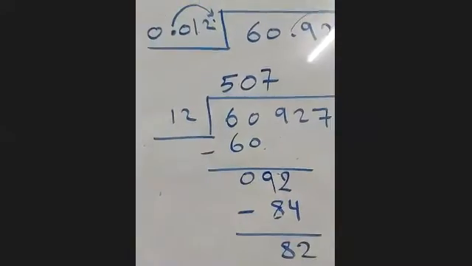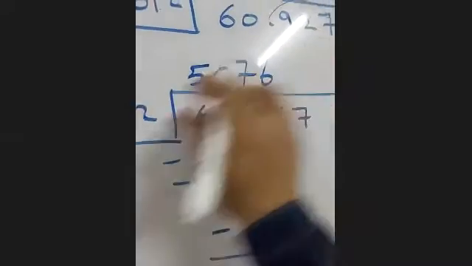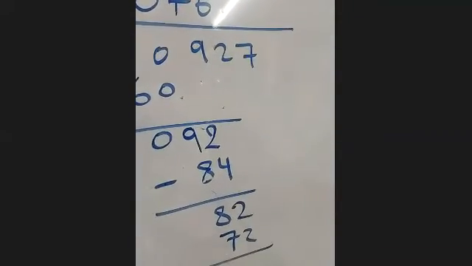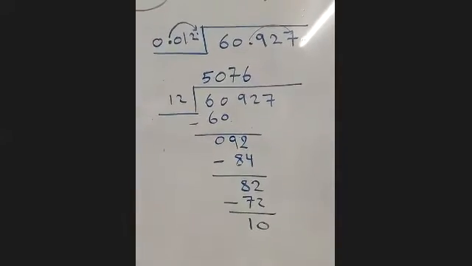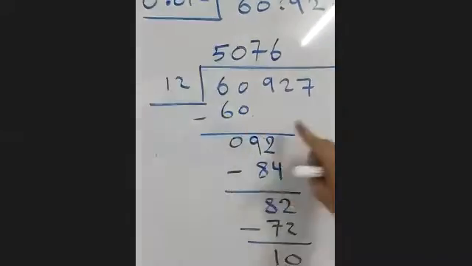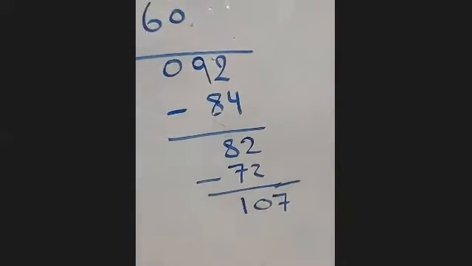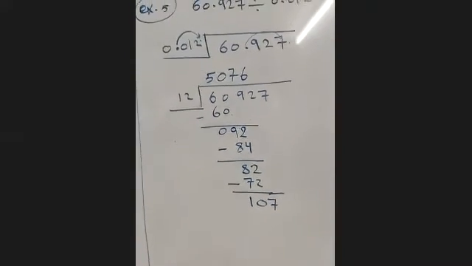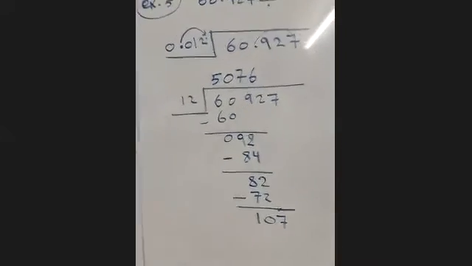Now 82 and 12, 7 by 12, 84. I will choose 6. 6 by 12, 72. Subtract, 10. Okay. Now I'll bring what? 10 is less than 12. I bring the 7 down. This is 7. 107. 107 divided by 12 is 9 by 12, 108.